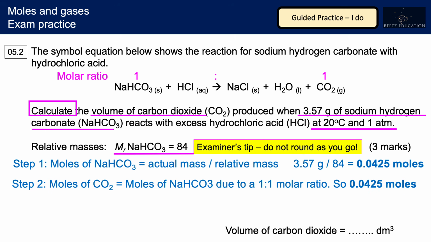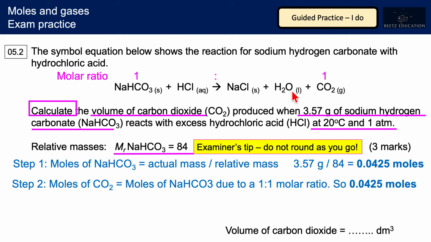Next step, the molar ratio. Now that's popped up in pink above the balanced symbol equation. Now, seeing as there is no number in front of my sodium hydrogen carbonate and in front of my CO2, my carbon dioxide, I can assume there is 1 mole of each.